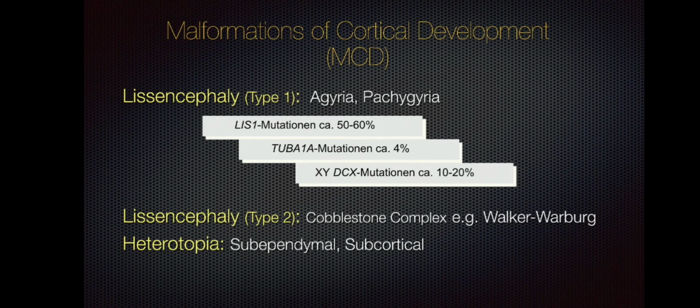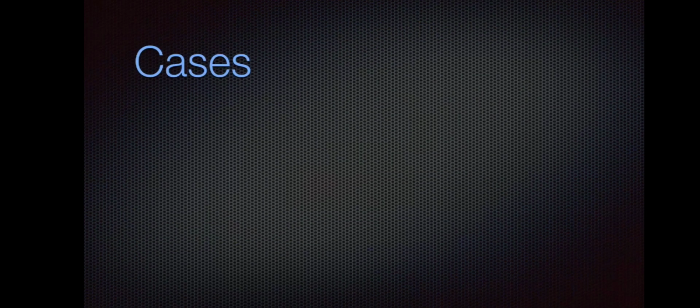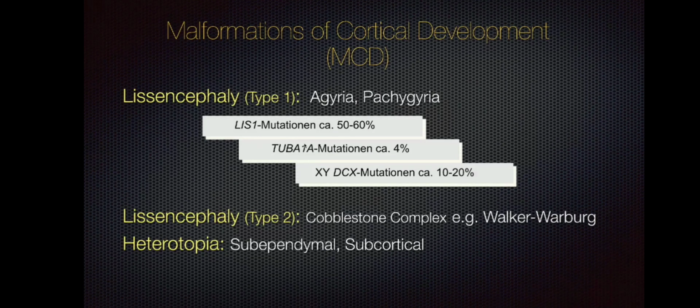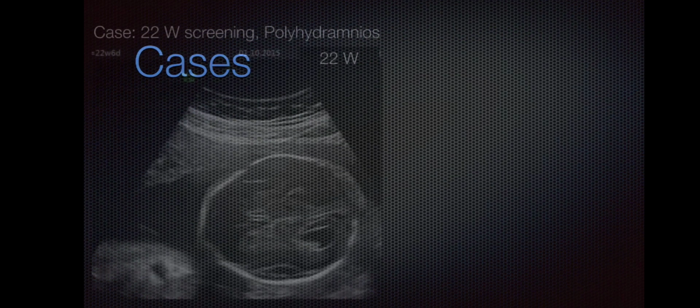Now we move to the next part, the next message, the MCDs. We have here roughly 3 groups, the lissencephaly type 1, type 2, and heterotopia. And as you see here, typical mutations are the LIS1 mutation on the 17th chromosome, the tubulin, and in boys, the DCX and ARX mutation. So I will show you some cases.